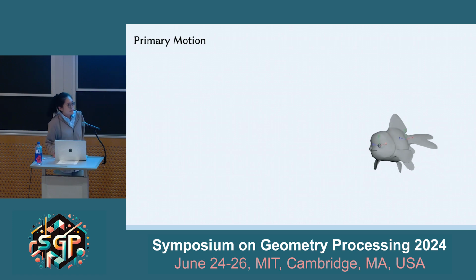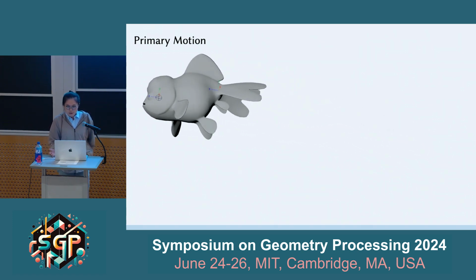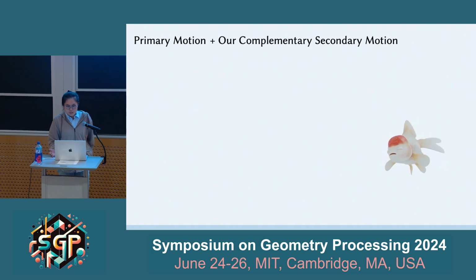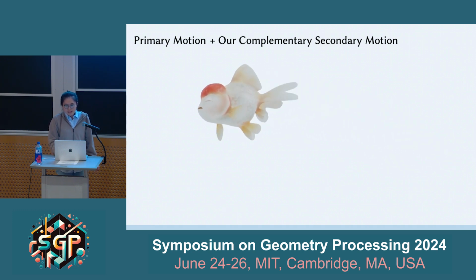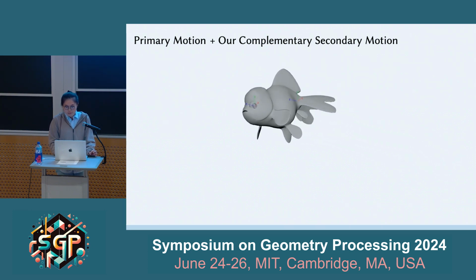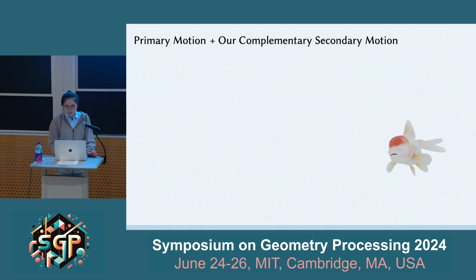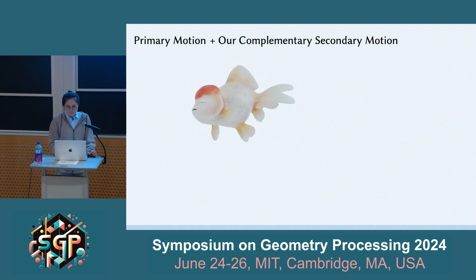We are going to show that this observation is not just true conceptually, but also philosophically and algebraically, such that animation artists can use low-dimensional rigs to control the primary motion, and also rely on our complementary dynamics framework to add interesting elastodynamic secondary effects.